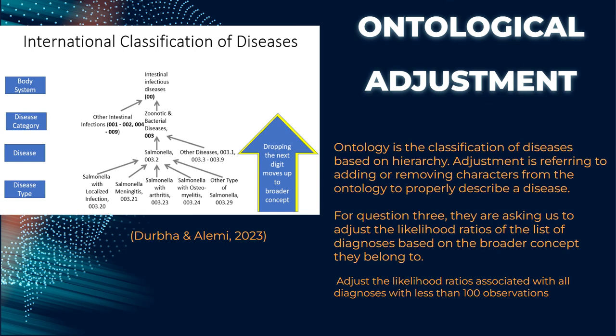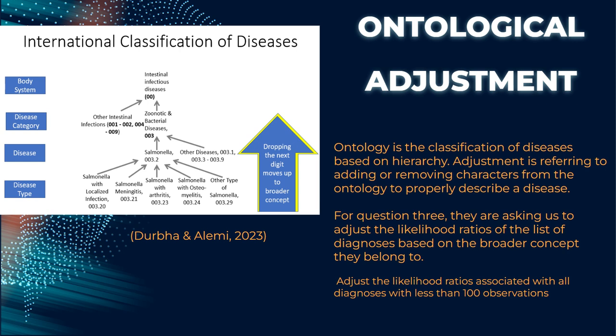In class, we went over the International Classification of Diseases, where it showed us what ontology was. Ontology is the classification of diseases based on hierarchy. An adjustment is referring to adding or removing characters from ontology to properly describe a disease.